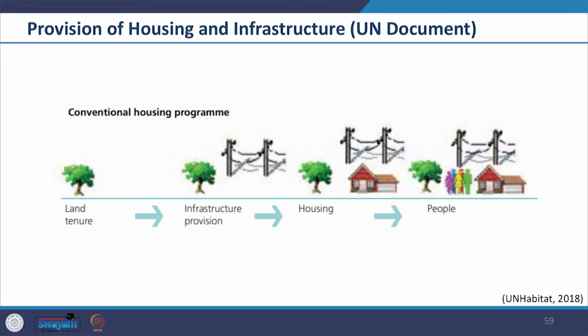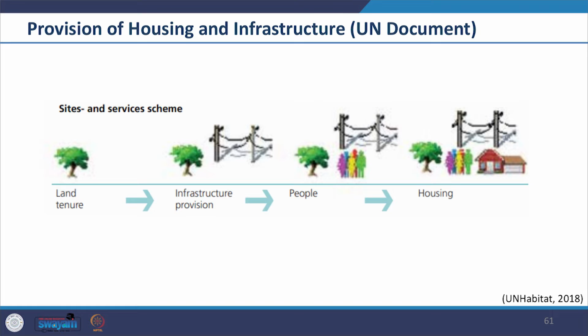You may see four ways in which provision of housing and infrastructure is done as per the study of UN, including both formal and informal housing. In the diagram, you can see how a housing program works. First, you assure land tenure, then infrastructure, then house construction, and then people come in. Whereas in the site and service scheme, first land is assured, then infrastructure comes in, then people come in and the house is constructed.